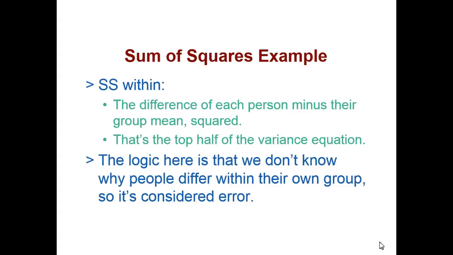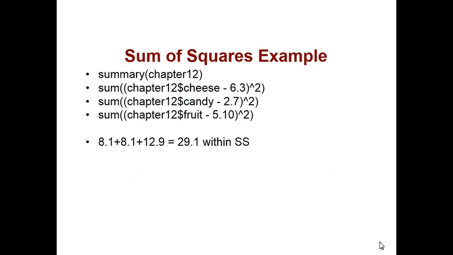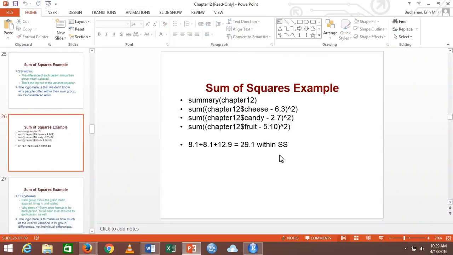So I can probably guess why the means are different between each other, because they had different things to rate. But within each mean, I don't know. So I am calculating that as error. So how different are you from your own little group? And that is SS within. Okay, so we kind of do that one piece at a time, because each group has a different mean.